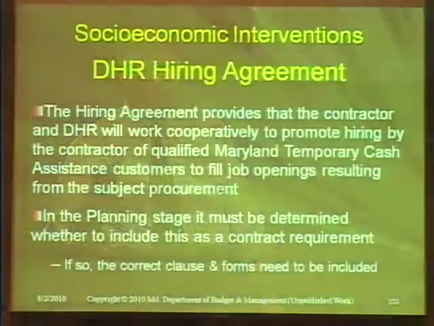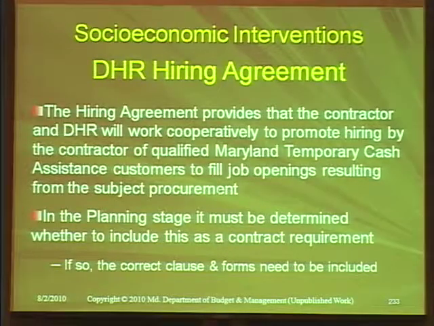Okay. DHR hiring agreement. The hiring agreement provides that the contractor and the Department of Human Resources, and you might, first thing you think of is, I'm either with the Department of Health and Mental Hygiene or Department of the Environment. I'm not DHR, I don't have to pay attention to this, and that's not the right answer. Because this is supposed to potentially go in any state contract that involves the contractor hiring employees to perform that contract. And this is a mechanism that the state started back in '98. That's when this law first went into effect.